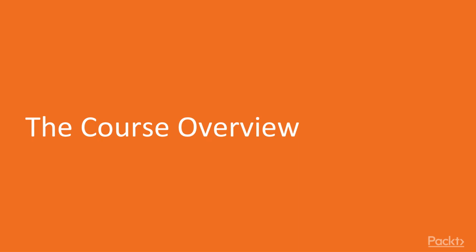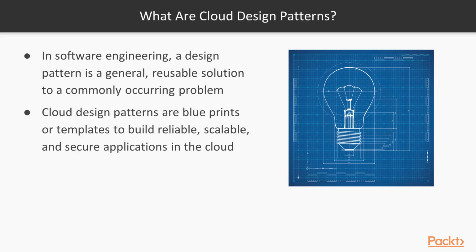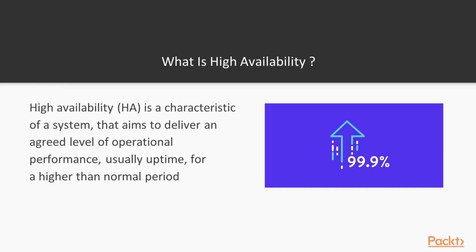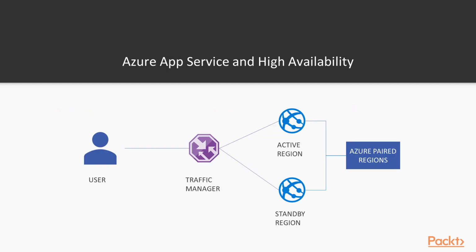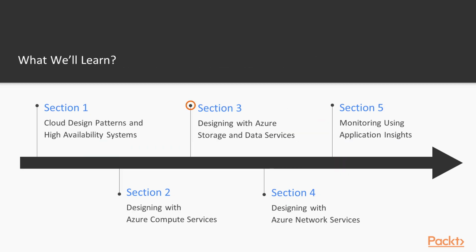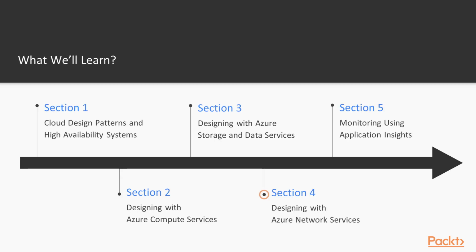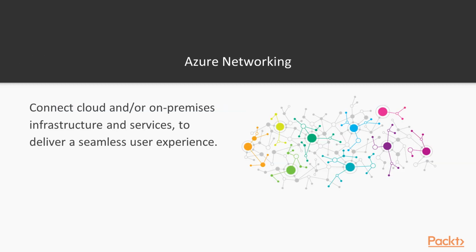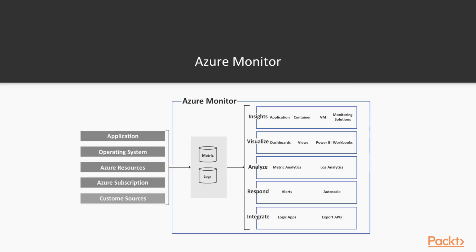In this video, we'll briefly discuss the course overview. This course is divided into 5 sections. In section 1, we will talk about cloud design patterns and high availability systems in general. In section 2, we will deal with Azure Compute Services. In section 3, we will talk about Azure Storage and Data Services. Section 4 is all about Azure Network Services. In section 5, we will talk about monitoring workloads using Azure Application Insights.